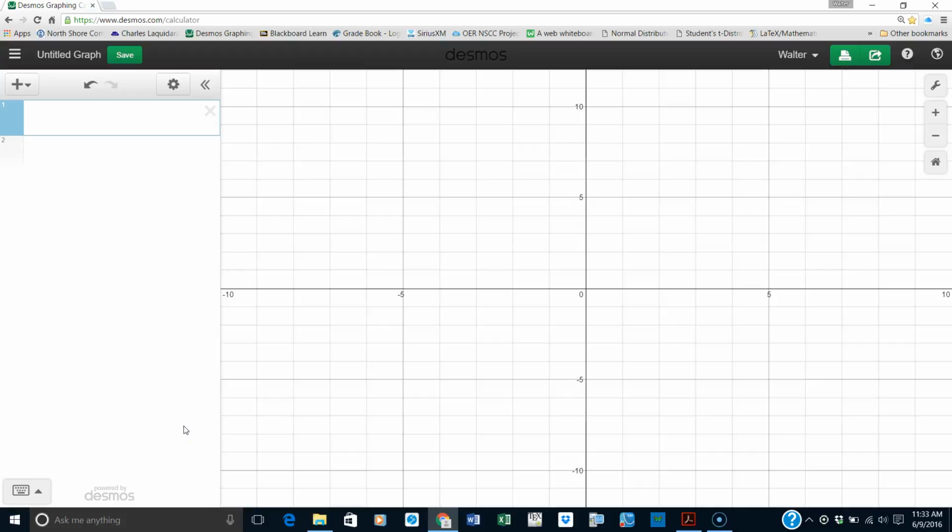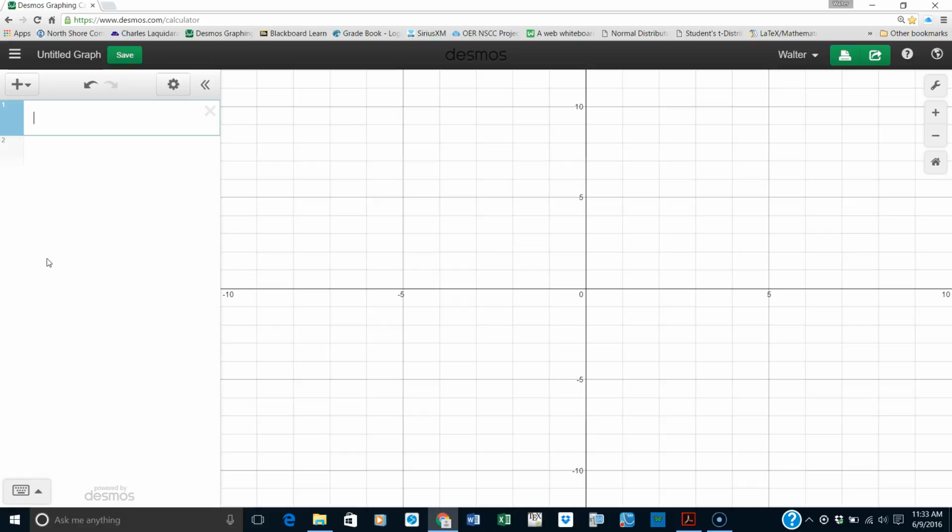Hi, this is Walter Stone, and we are going to be looking at Unit 9, Lesson 3, Quadratic Functions. Quadratic functions are of the form ax squared plus bx plus c.